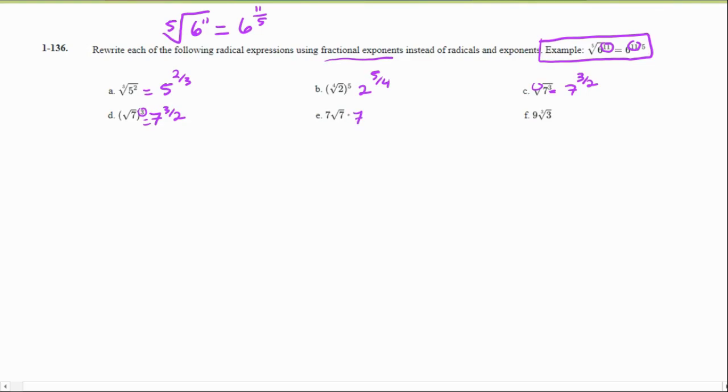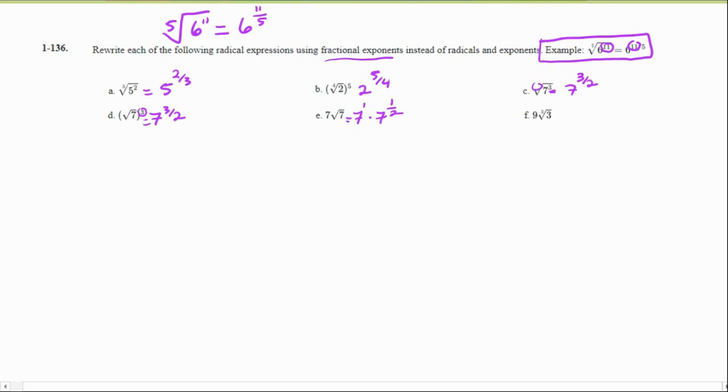Oh, this one's a toughie. So this one is 7 times 7 to the power of 1/2. Now I'm going to use my exponent rules when I have the same base. Remember, there's like a little invisible 1 here. So now I can add these exponents.